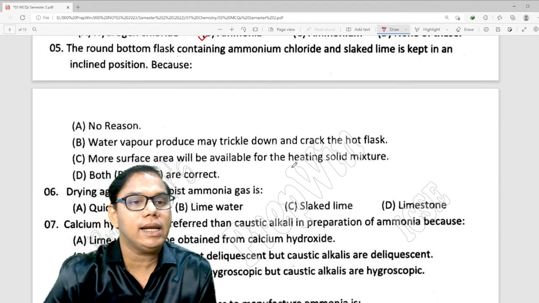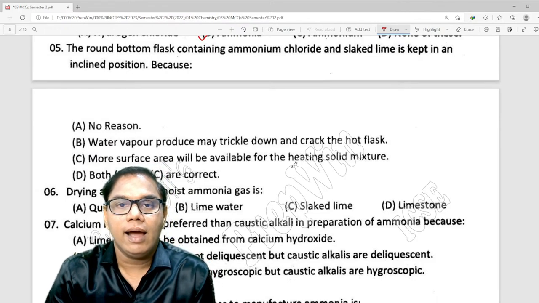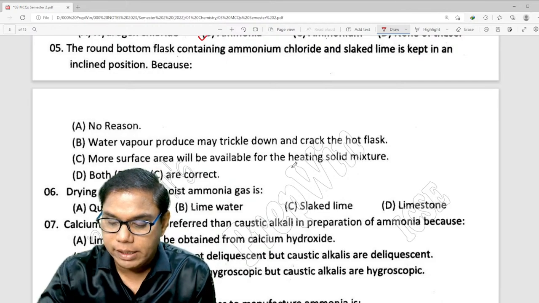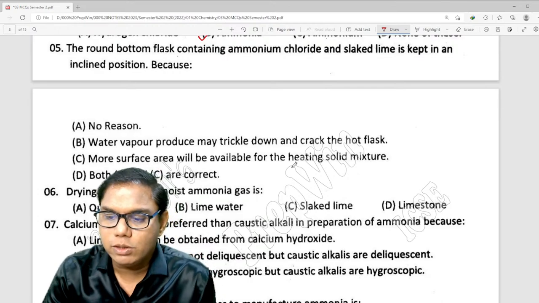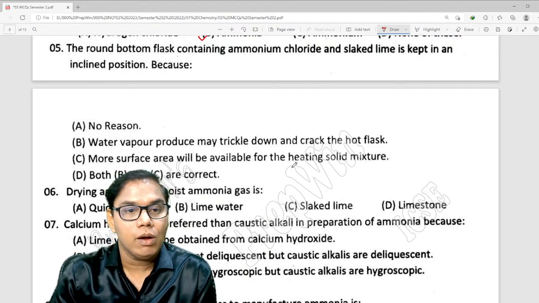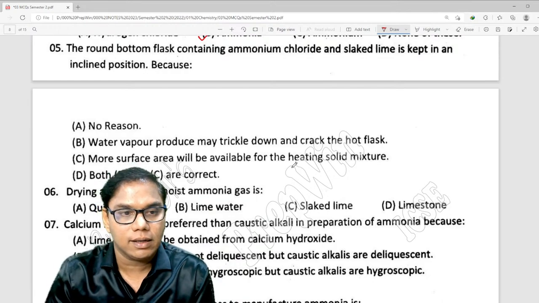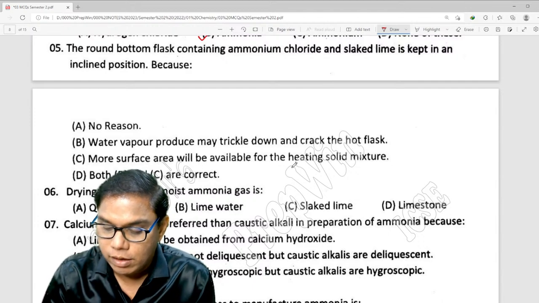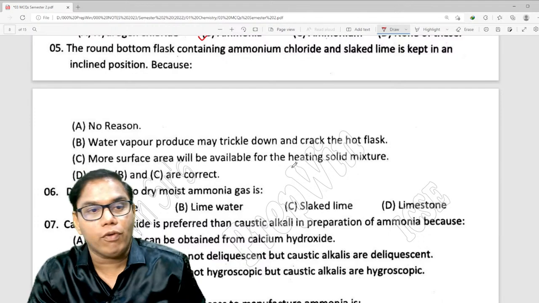Okay, again it is related to what? A round bottom flask containing ammonium chloride and slaked lime is kept in an inclined position in the manufacturing of ammonia because there is no reason, just like that. Water vapor produced may trickle down and crack the hot flask. More surface area will be available for heating the mixture. Both B and C. What is the correct option for the fifth one?